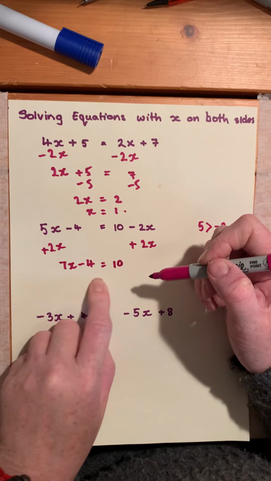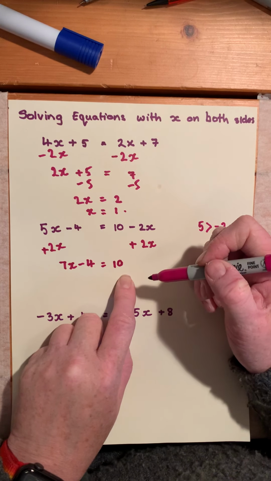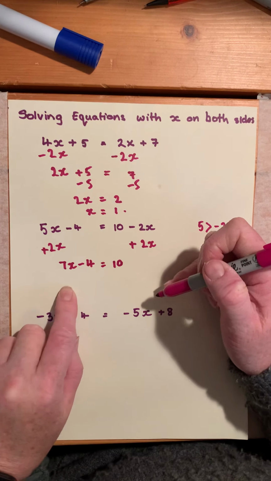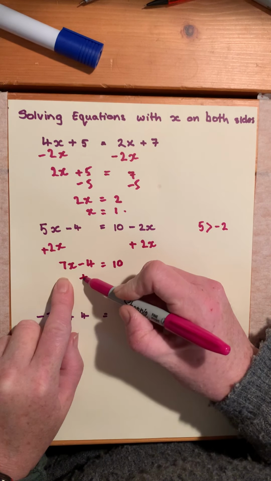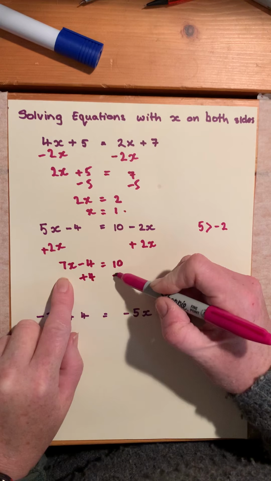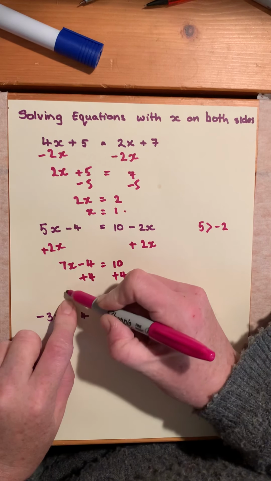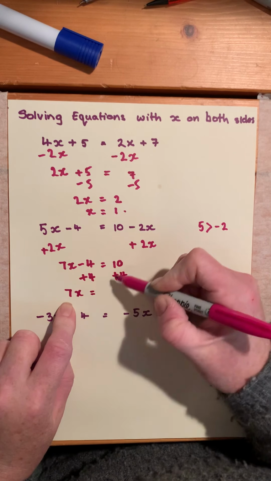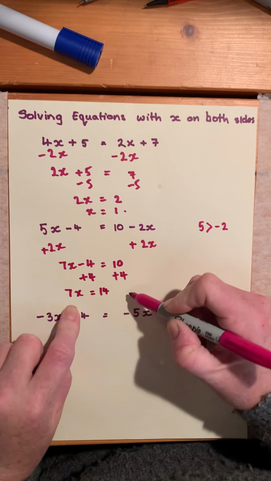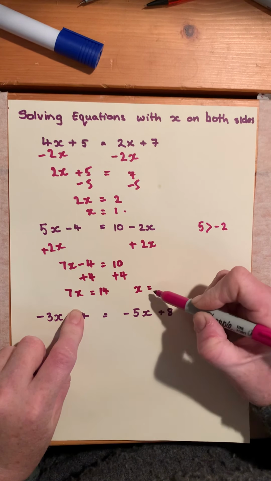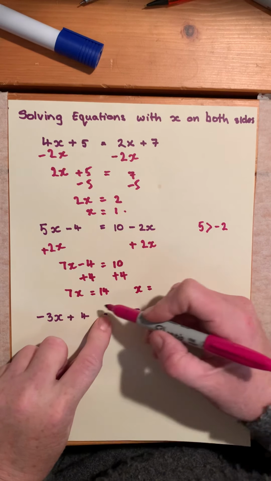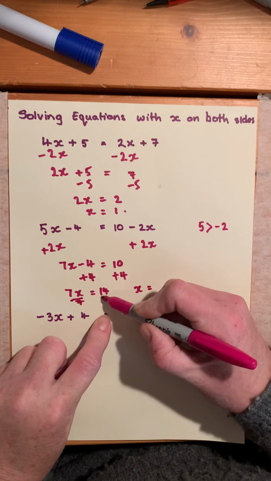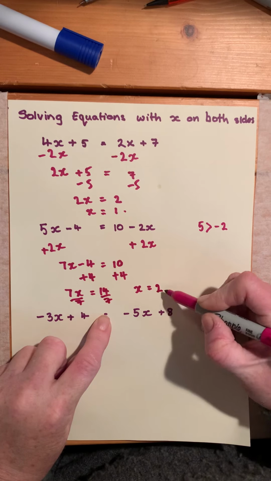Once again, we're into a simple linear equation that we've solved in previous weeks. To get the 7x on its own, I'm going to add 4. What I do to one side, I do to the other. I'm left with 7x equals 14. That means that x must be... Divide both sides by 7. And you're left with x equals 2.